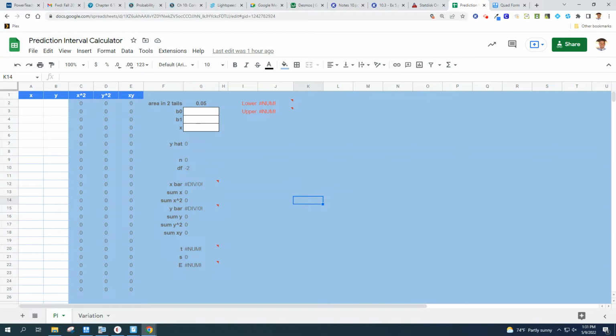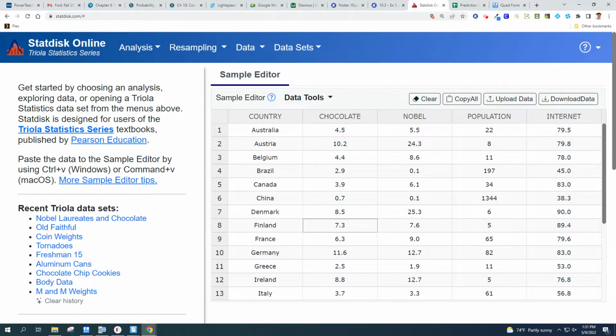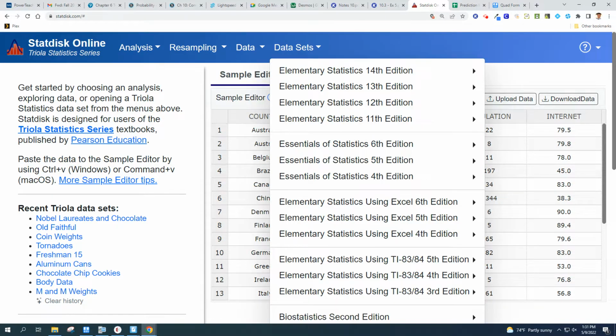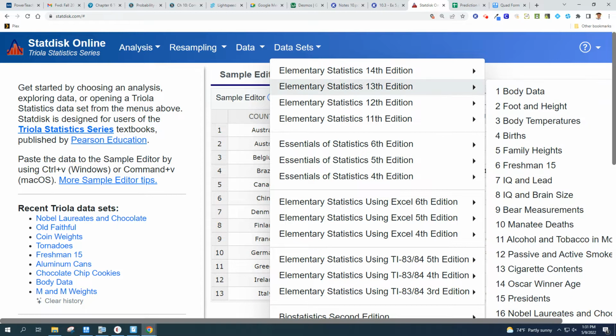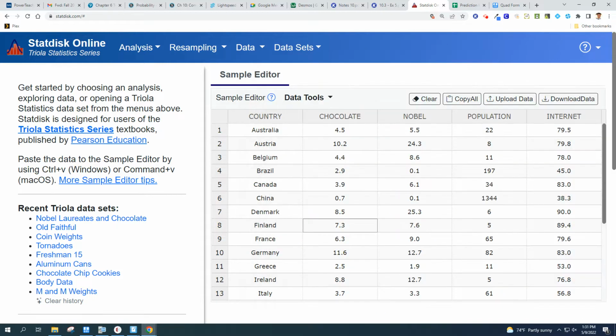So let's be lazy here. Instead of typing them all in, I want you to go to StatDisk where you can just copy them all in. All right, so remember how to do that. You can go to Datasets and 13th edition, and 16 is Nobel laureate. So pull all that info in. And then what you can do, if you click on the column header for chocolate, you'll be able to right click and copy all those numbers.